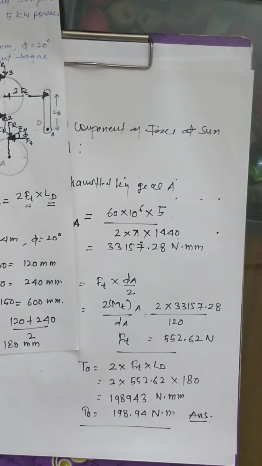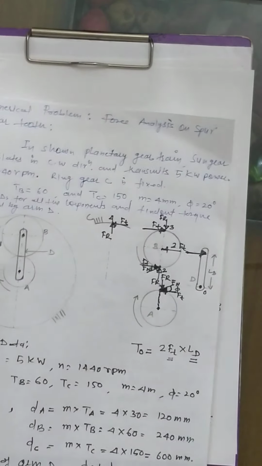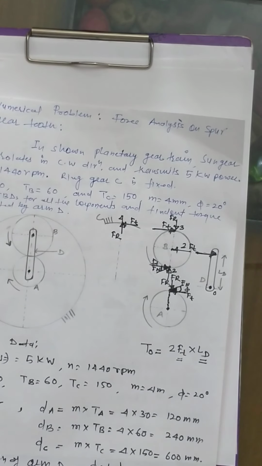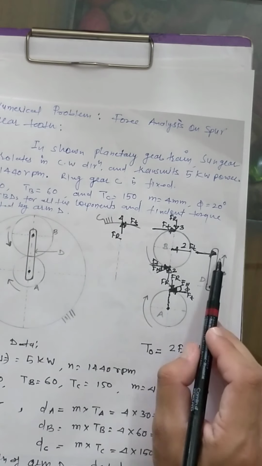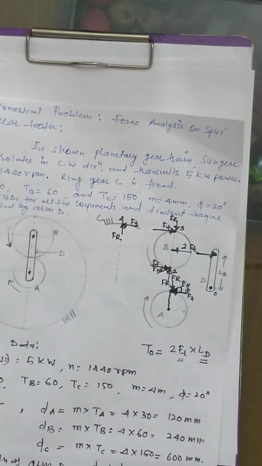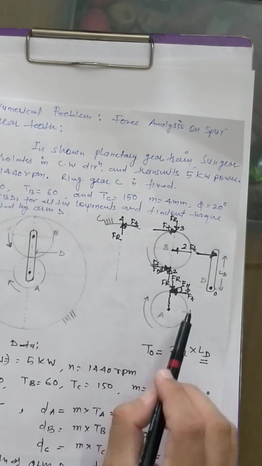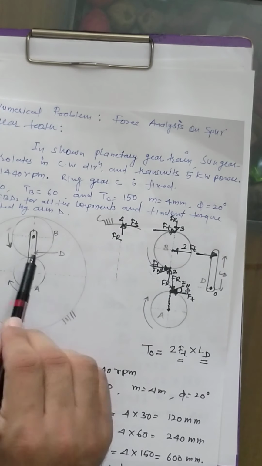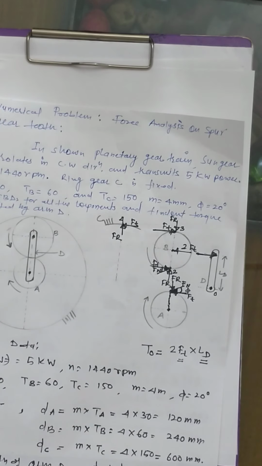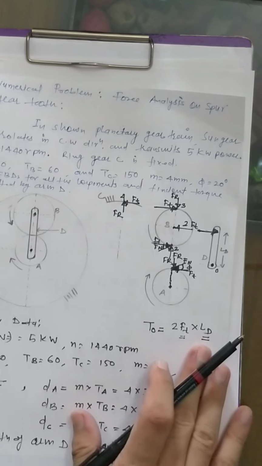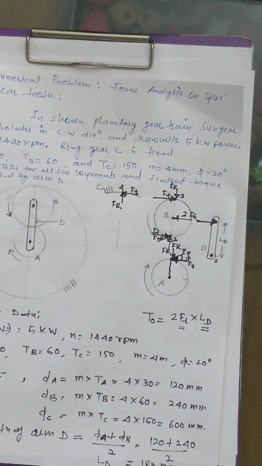So in this numerical, we wanted to find the torque transmitted by this arm at its shaft, and the first task was to draw the free body diagram of all these components of this gear train. So I hope you understand this. So thank you.